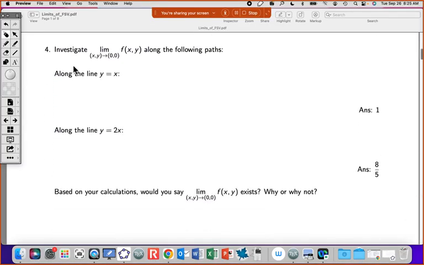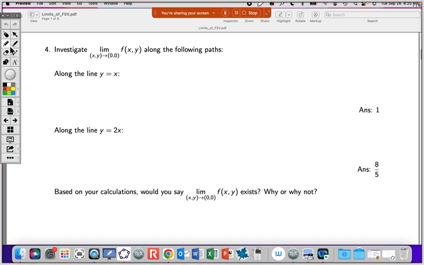So this is where we investigate limits along paths. Okay, so let's look at our first example here. Investigate the limit along the following paths: along the line y equals x. Okay, so this is how this works.